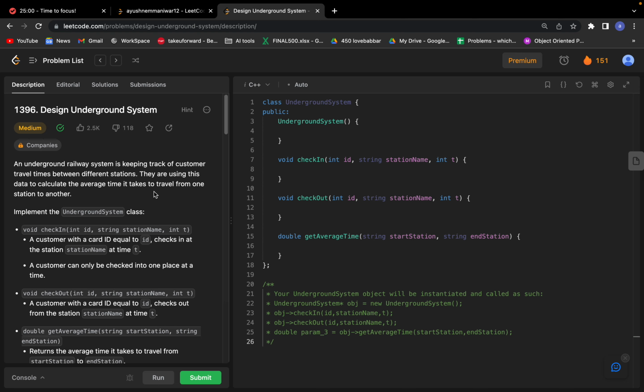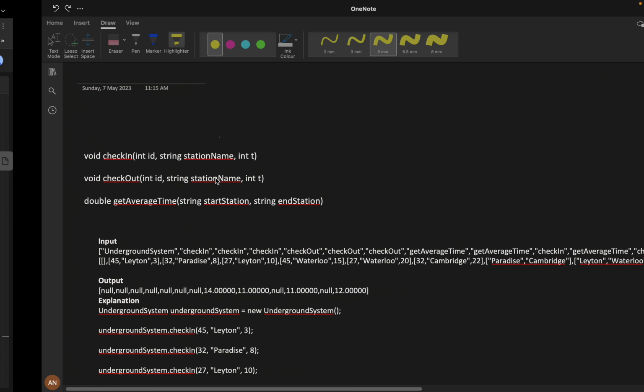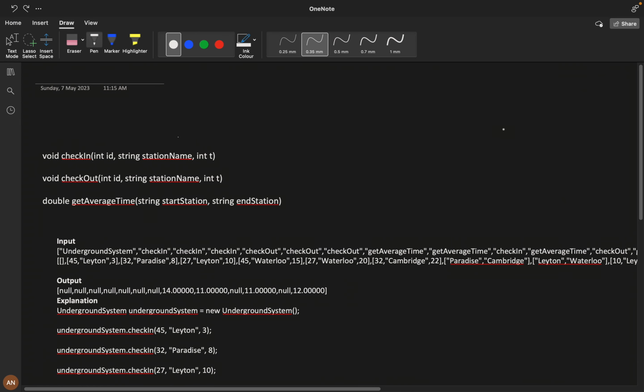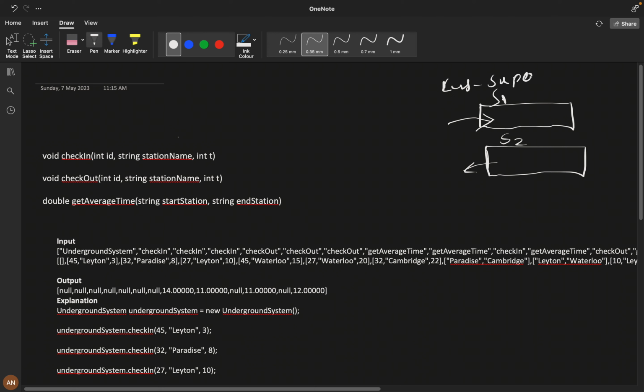So let's understand what it is saying. There is an underground railway station, and the customer can check in at station 1 and check out at station 2. Suppose customer 1 is traveling in a super fast express, then the difference between the check-in time and the checkout time will be very less. If he is traveling in a passenger train, the time will definitely increase.